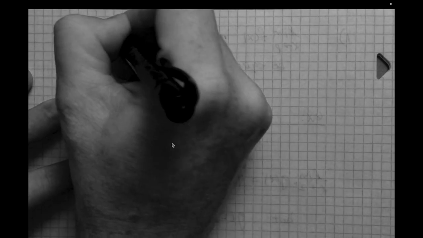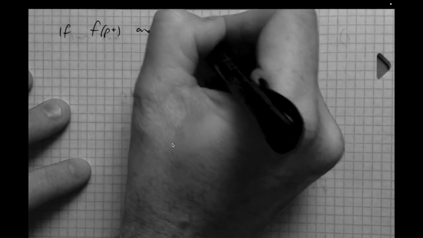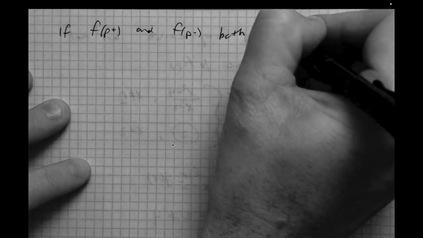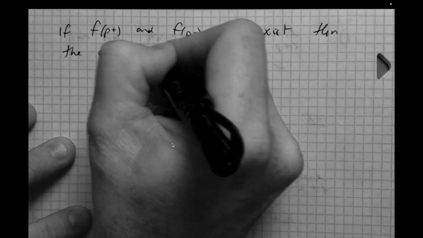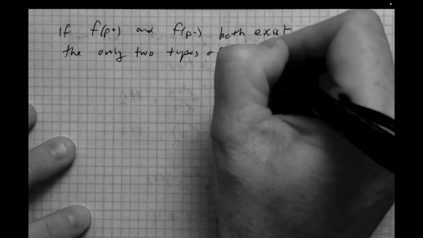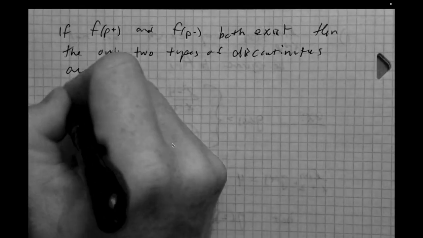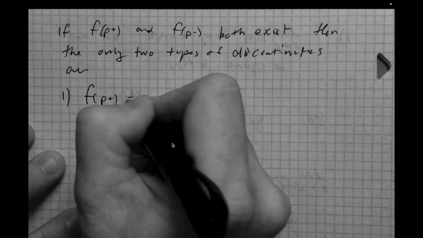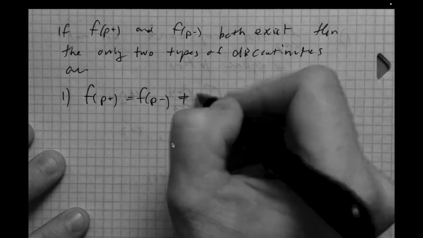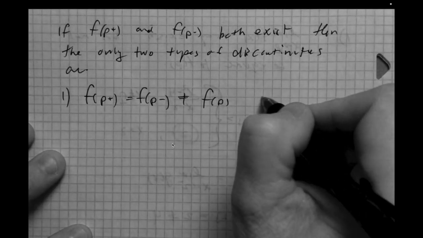Okay, and so in the case when you have left and right hand limits, these are the two possibilities. Just to reiterate, if f of p plus and f of p minus both exist, then the only two types of discontinuities are this guy, where you have f of p plus equals f of p minus, but it's not equal to f of p, and this is a removable.